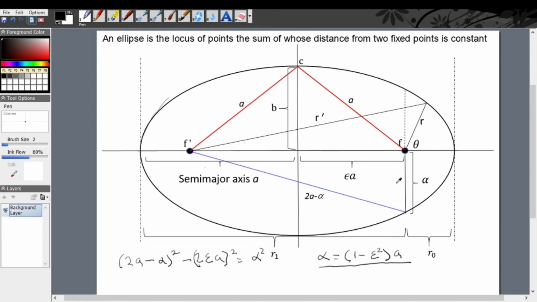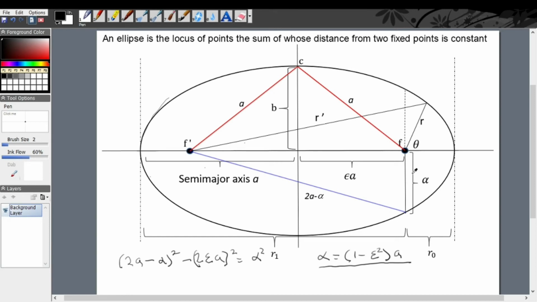And so we can use the Pythagorean theorem to learn what the value of the latus rectum is. It's (2a minus alpha) squared minus (2 epsilon a) squared equals alpha squared. And if you just expand these out and do a little bit of algebra, you get the latus rectum is equal to (1 minus epsilon squared) times a. And again, epsilon's value is somewhere between 0 and 1, and so this quantity in parentheses is somewhere between 0 and 1, times a, which makes sense.